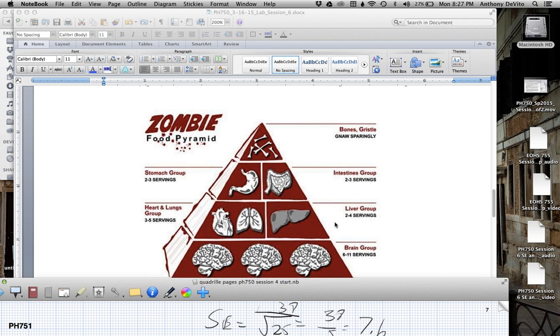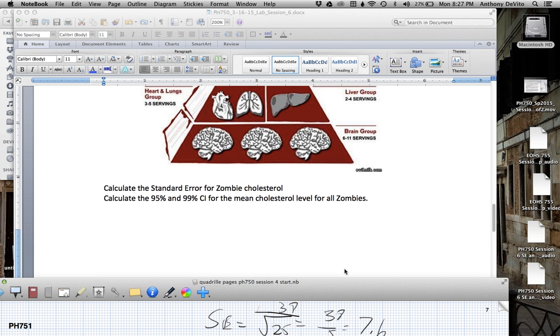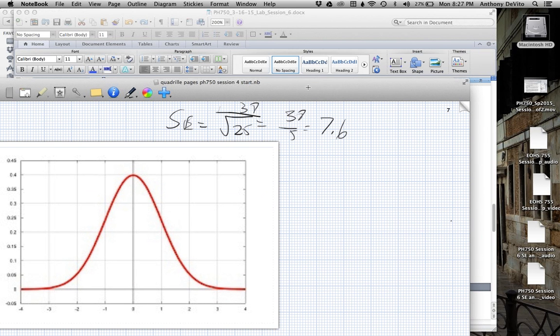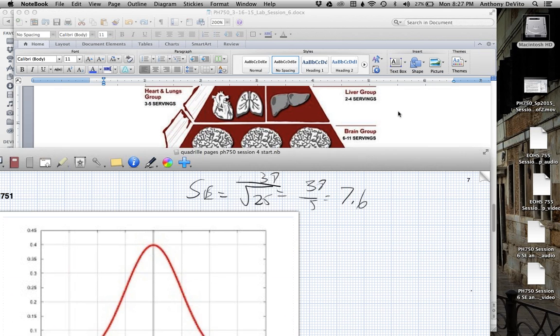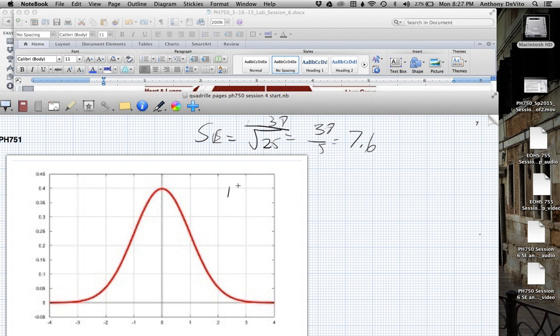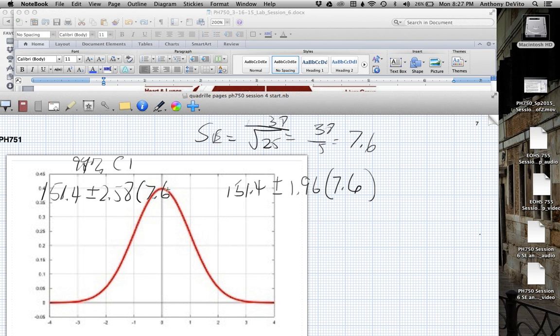Next question was calculating the 95 and 99% confidence interval for mean cholesterol for the zombies. So X bar was 151.4, plus or minus 1.96 times my standard error, which is 7.6. That's what I'm going to do for the 95%. For the 99% confidence interval, 151.4 plus or minus 2.58 times 7.6.